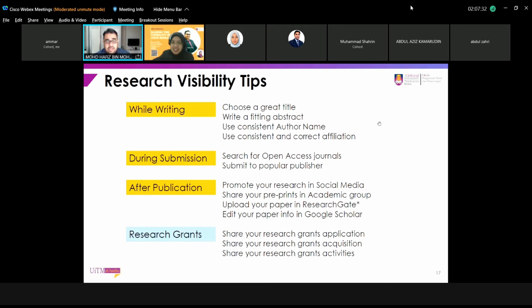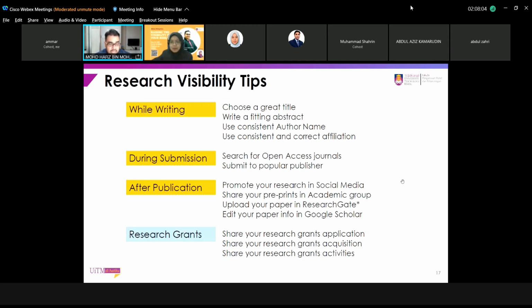Okay, baik. So besides submitting to open access journals, submit to popular publishers. This is something lah, mungkin you rasa saya ni jadi apa? I was paid by Elsevier, paid by Emerald, but again they have a very good system to support your research visibility. I mean, their website is always up to date, very user friendly. The user interface is very easy. So I would suggest you go with that.